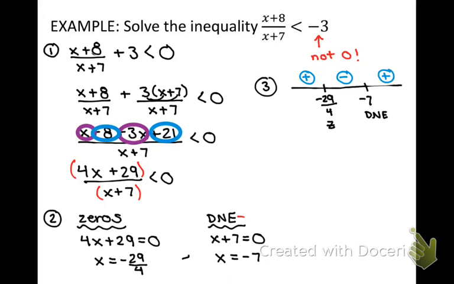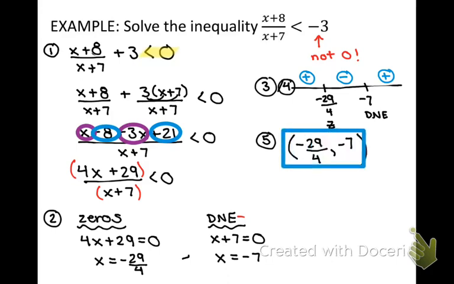We got to answer our question now. The very last step. So filling in those signs was step 4. Step 5 is to answer that question. Got to refer back to the fact that it's less than 0. I am looking for where this is negative. So we're looking at negative 29/4 to negative 7. Notice that this is less than 0. Because it's less than 0, there's no equal to in it. These automatically both get parentheses. There you go.